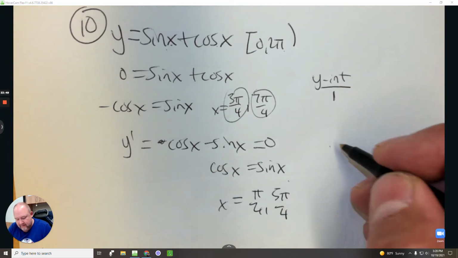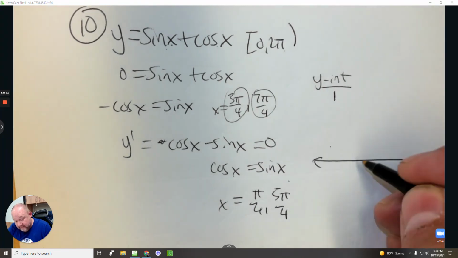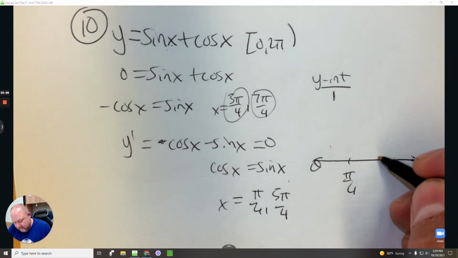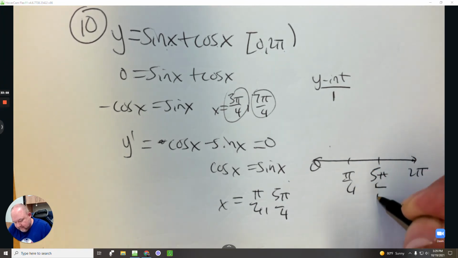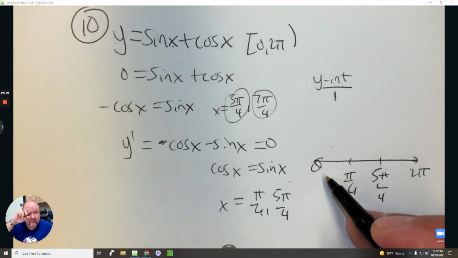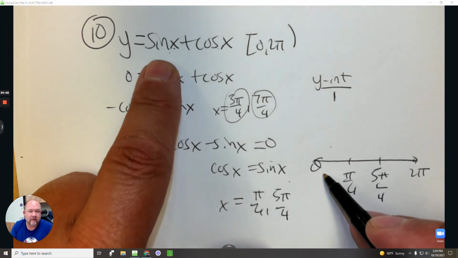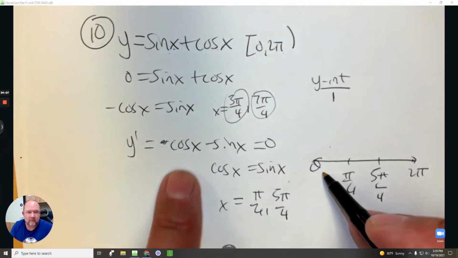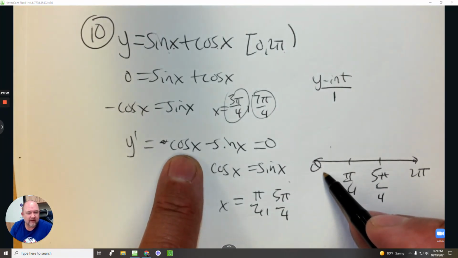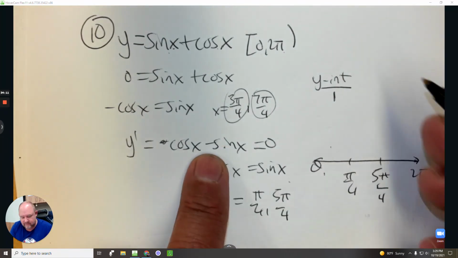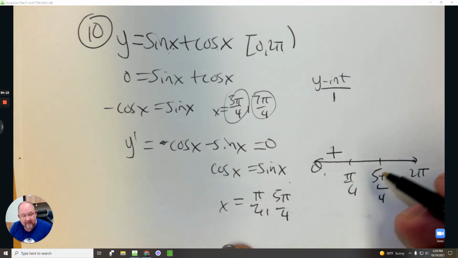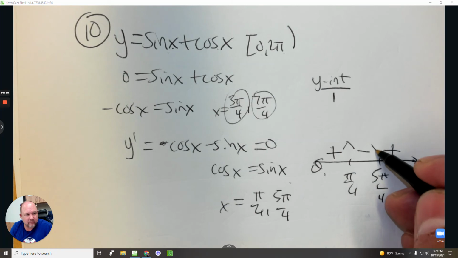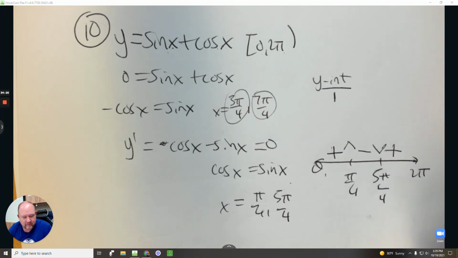And then to find where it's increasing and decreasing, it goes 0 to 2 pi. Plug in nice numbers. So if I plug in pi over 6, this one's the tricky one. Into the derivative. Cosine is bigger than sine at pi over 6. So it's positive. And then the signs are going to change. So we have a maximum at pi over 4 and a minimum at 5 pi over 4.